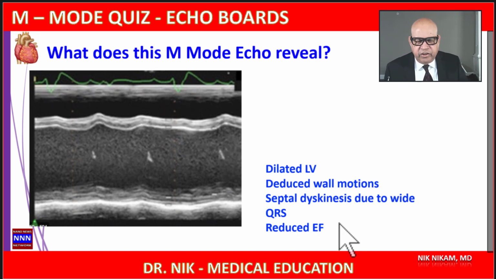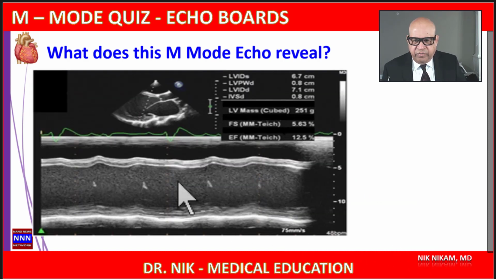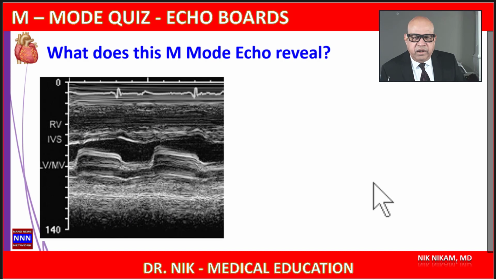And of course, we can say this patient has a reduced left ventricular ejection fraction. When they actually measured, they came up with an ejection fraction of 12.5%. Frequently, we see these kinds of patients in our practice, and it's good to do some M-mode echocardiograms because you will be able to identify wall motion abnormalities much better than with other modalities. Okay, what is your diagnosis? You've got 10 seconds, or maybe 30 seconds.